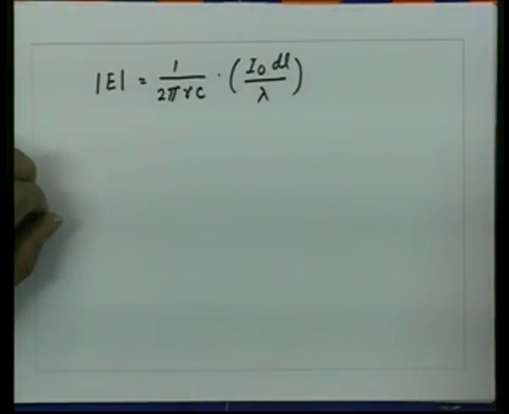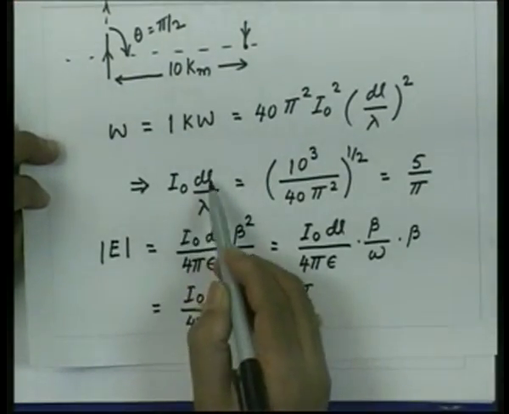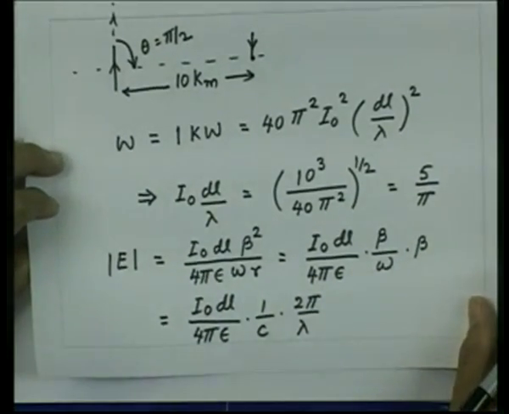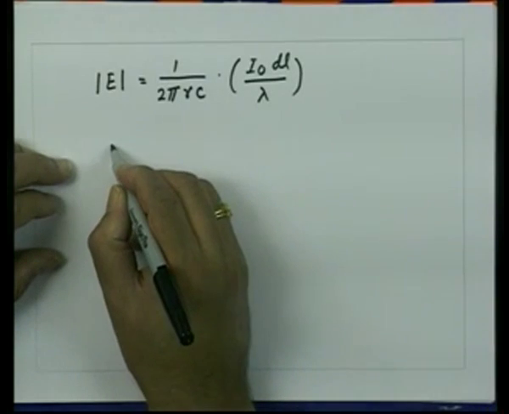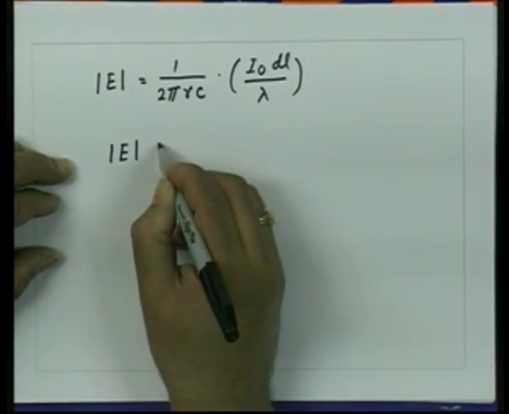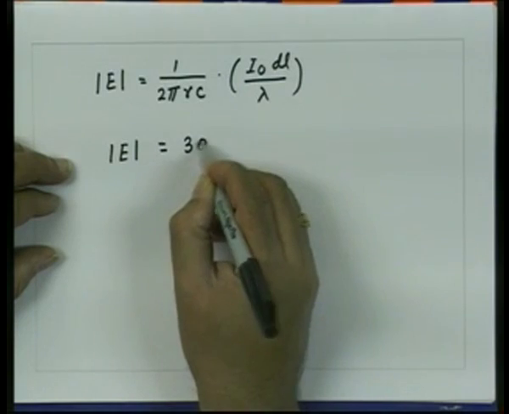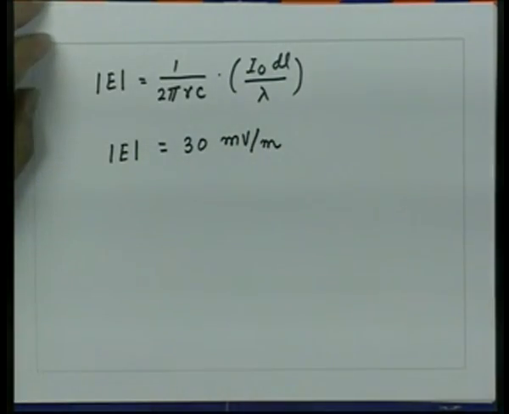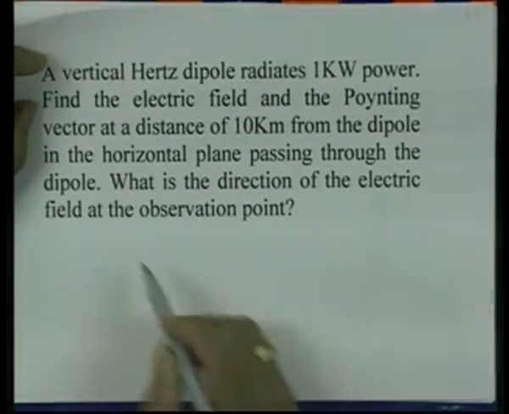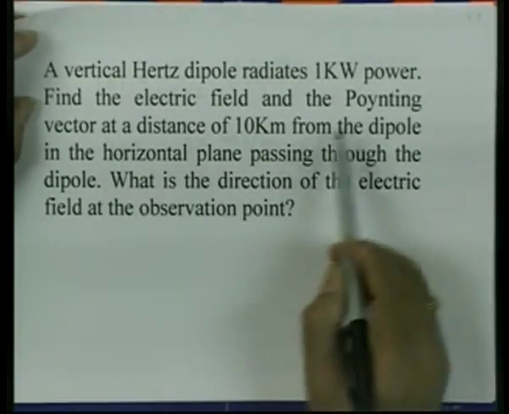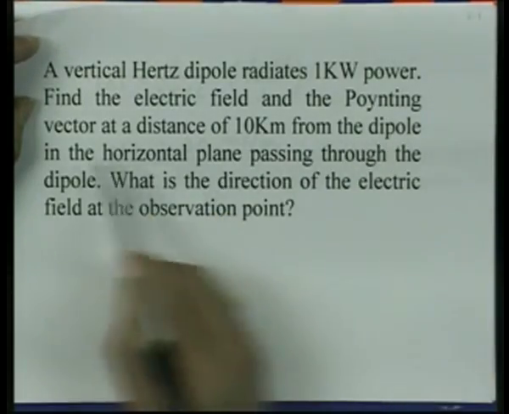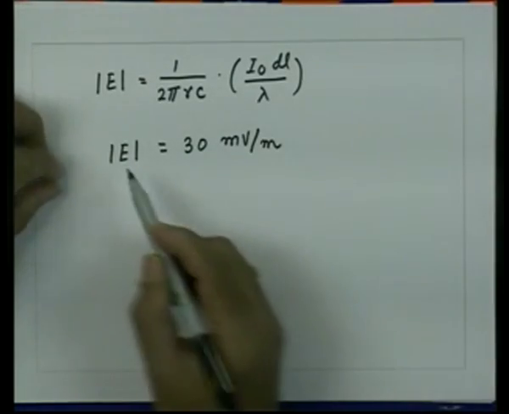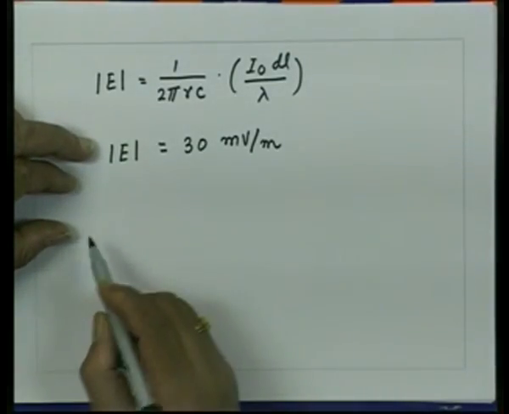Now, we have already derived the value for I0 dl upon lambda, which is 5 upon pi. So, if I substitute that, I get the mod of electric field, that is equal to 30 millivolts per meter. The next thing which you have to find out in this problem is the horizontal plane passing through this. We want to know the electric field and the Poynting vector at a distance of 10 kilometer. So, we found the electric field. Now, we have to find out what is the Poynting vector at that location.